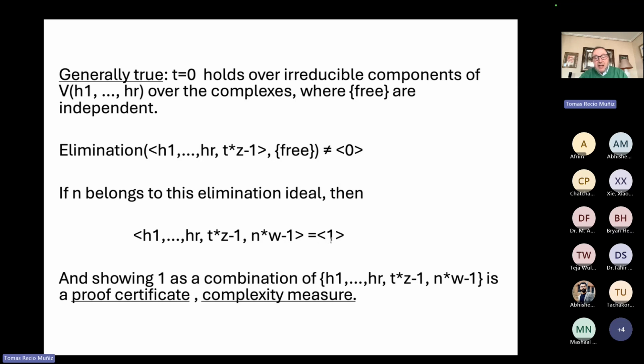And if we express 1 as a combination of the hypotheses and of the negation of the thesis, what we get is a kind of complexity measure. That means the degree of the polynomials such that 1 is a combination of the hypotheses and the negation of the thesis. This will be for us a kind of ranking of the complexity of the proof.